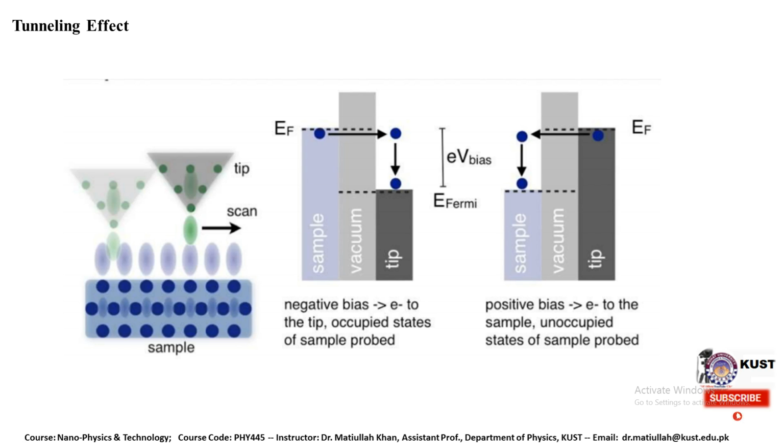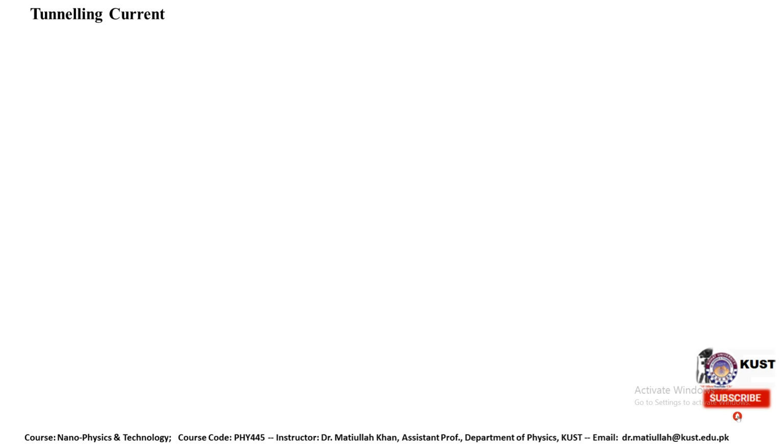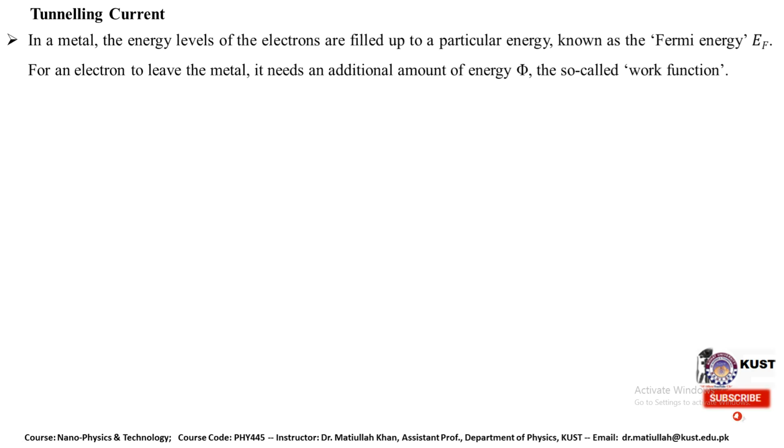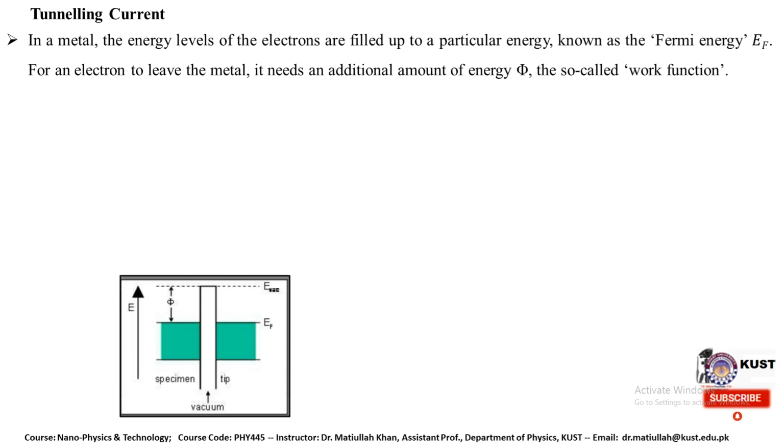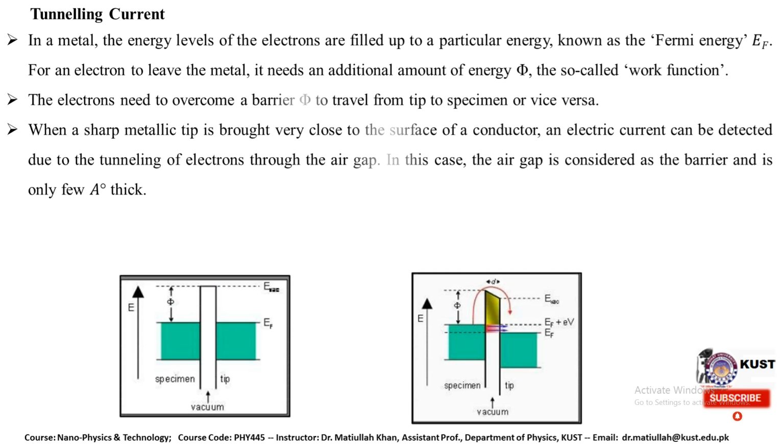This is the second case. When the positive bias is applied between the tip and the sample, what happens? The vacuum is the space in between the tip and the sample. As a result of the positive bias, electrons will move to the sample from the tip, and in this case we will investigate the unoccupied states of the sample. So tunneling current is the most important phenomenon which plays a vital role in understanding the scanning tunneling microscope.